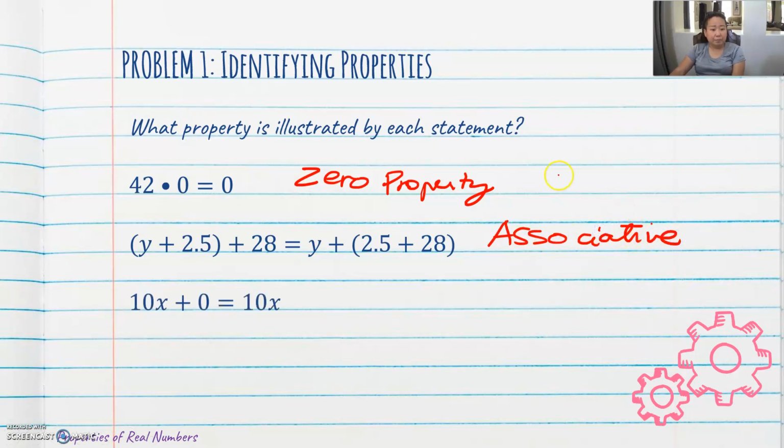All right. The next one, we have 10x plus 0. The answer is 10x. So if you're going to notice, this is different from this first one. Why? Because you are adding 0.